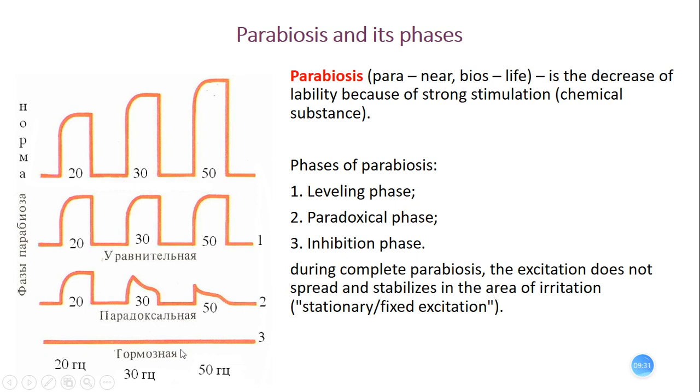It will not show any response to the stimulus, and it means during this period the nerve fiber cannot generate any action potential, and its lability is lowest. And again it says during complete parabiosis, excitation does not spread or transmit, and it will be stabilized in the area of irritation. It's called stationary excitation or fixed excitation.